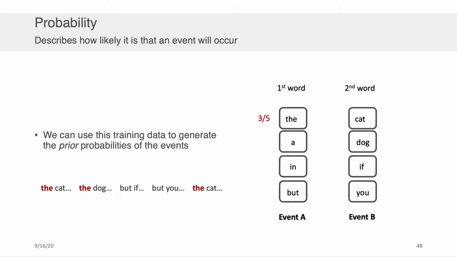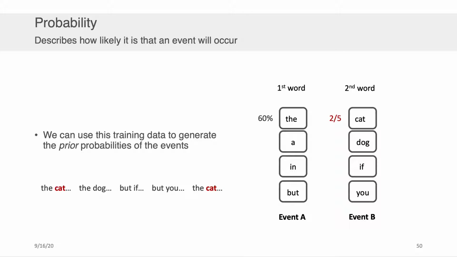Well, we could use this training data to generate some probabilities for the events. For example, I could come here and count up for the first words, how many times did the show up? And I can see here that the shows up 3 out of the 5 times in the training data as the first word. So I could assign the a probability, or a prior probability of 60%.